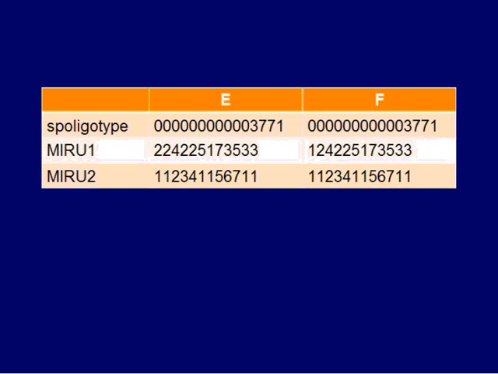Now let's look at two very similar genotyping results. Notice that they are nearly identical and differ only at one locus in the MIRU-1 results. Do you think these results suggest that there may be a relationship between these two patients?